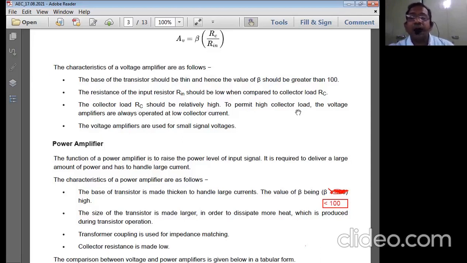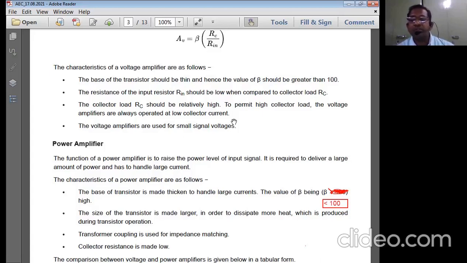So to permit a high collector load, voltage amplifiers are always operated at a low collector current. That means in the case of voltage amplifiers, if you increase the output resistance to achieve more output voltage, obviously the current flowing through that load resistance is going to decrease, with the simple logic that the more the resistance value, the less is going to be the current flow through that particular resistor.